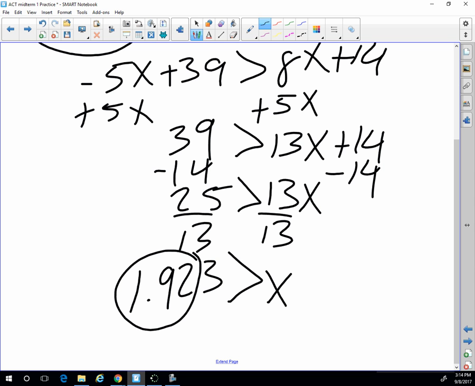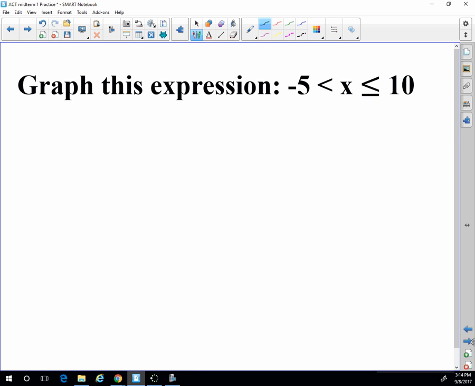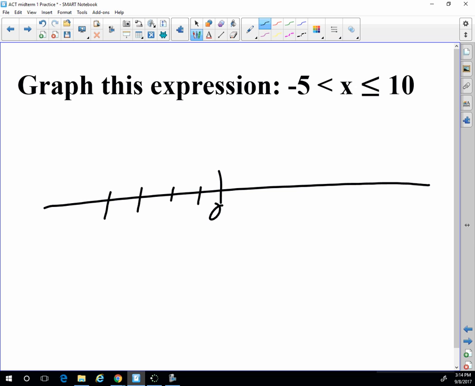And if you wanted to write it with the x first, remember the smaller side is pointing to the x, and then you put the 1.92, and you would read that as x is less than 1.92. Makes it easier to read if you go left to right. So we want to graph this expression. So here's 0, here's negative 1, 2, 3, 4, 5. And here's 1, 2, 3, 4, 5, 6, 7, 8, 9, 10.